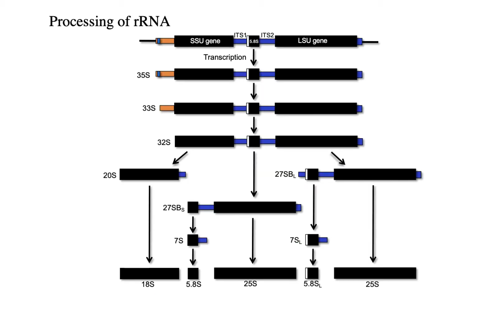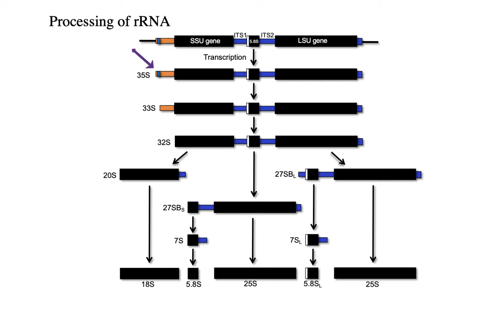Processing of the ribosomal RNA is a stepwise process. So here's the DNA up here. Here's the primary transcript. In this case, it's 35S, and this one's from yeast. It would be similar in humans, though, and similar in plants. All of this processing is done by other RNAs, these snoRNAs, or small nucleolar RNAs.